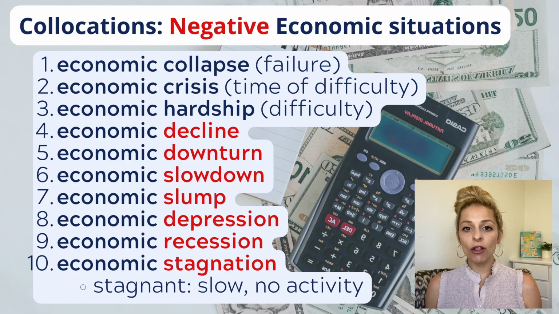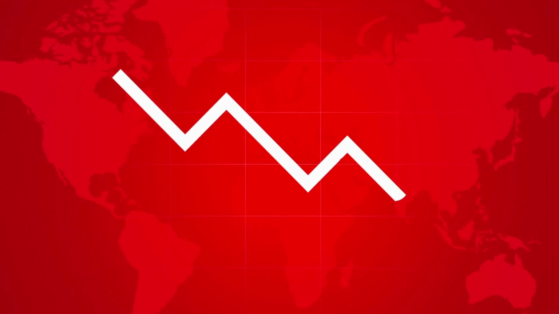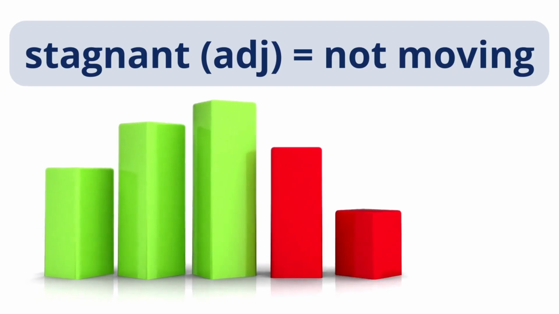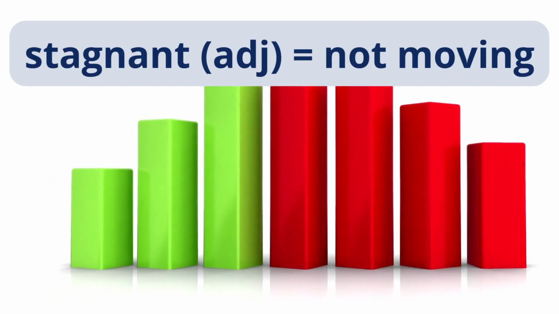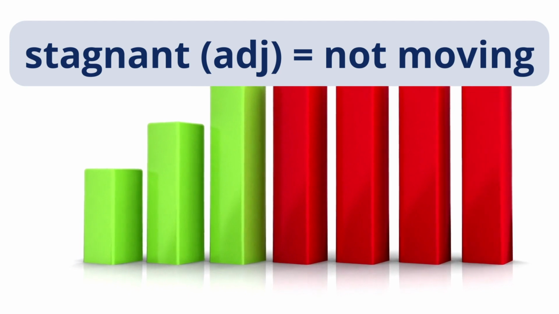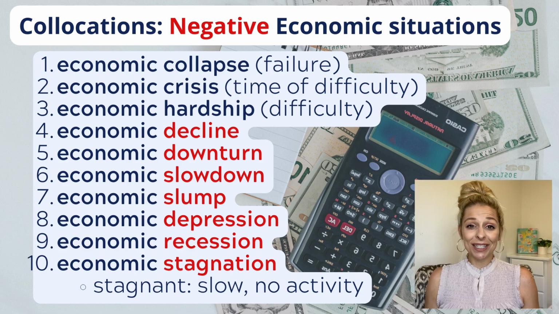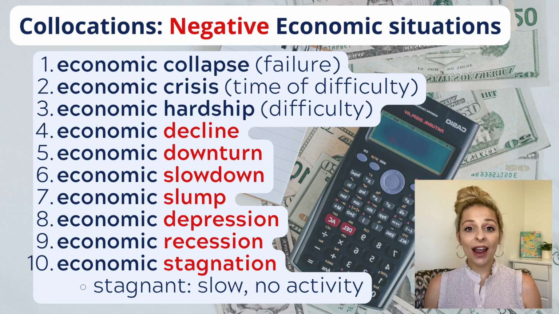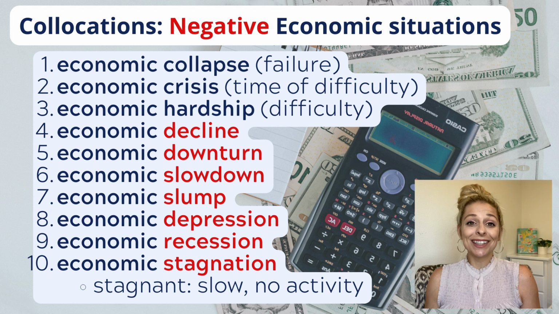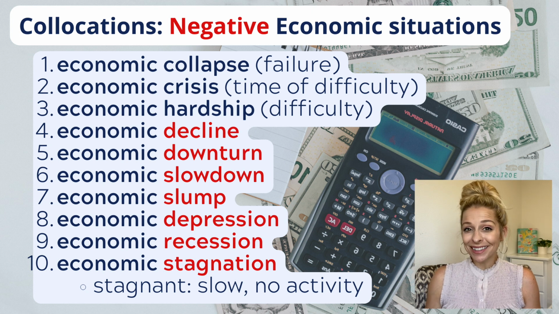And collocations 4 through 10 all have a very similar meaning. They all just mean that a country's economy is slowly going down, or it is stagnant or not moving. The economy is very slow. So we have number 4, economic decline. Decline just means to go down. Number 5, an economic downturn. The word downturn is the opposite of upturn, and it also means to go down or decline.